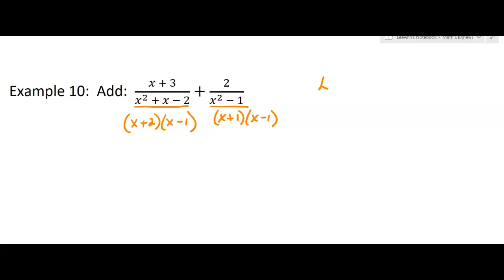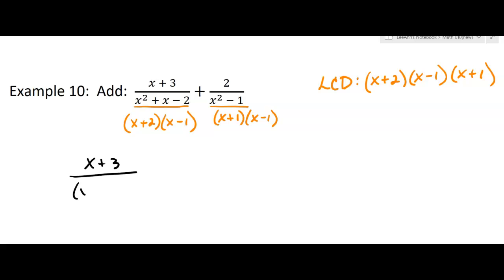So now I want to find the LCD. The LCD, I'm going to need an x plus 2, an x minus 1, and an x plus 1. I do not want to have to multiply those all out. I'll just tell you that right now. Okay, so what's going to happen? Well, probably I want to rewrite some stuff. So I have x plus 3 in the numerator, and I have x plus 2 and x minus 1 in the denominator. So I'm going to need to multiply by what's missing, the x plus 1.